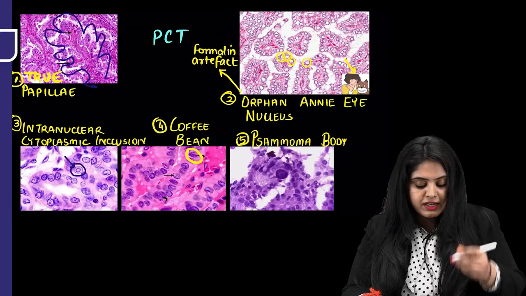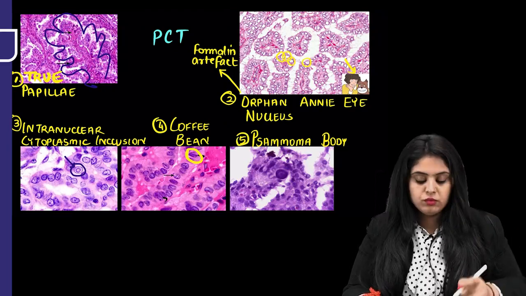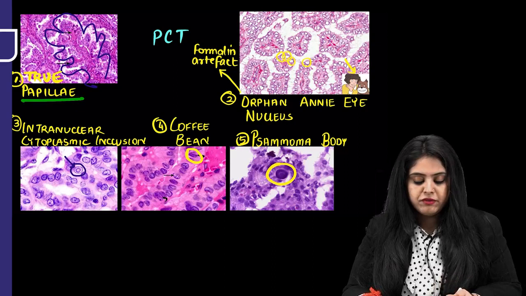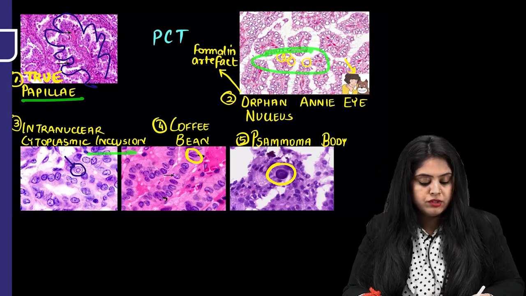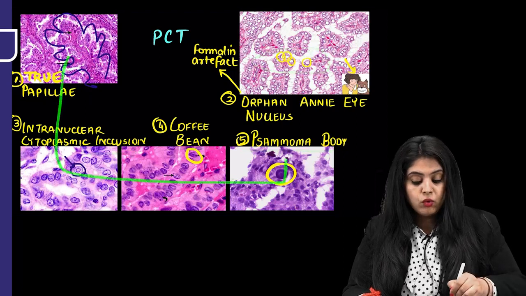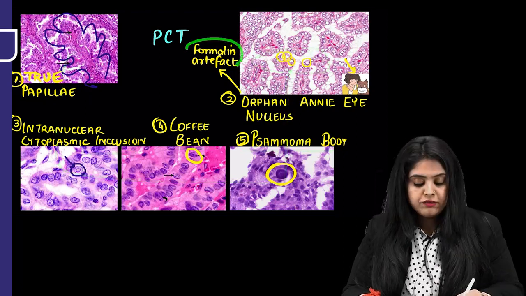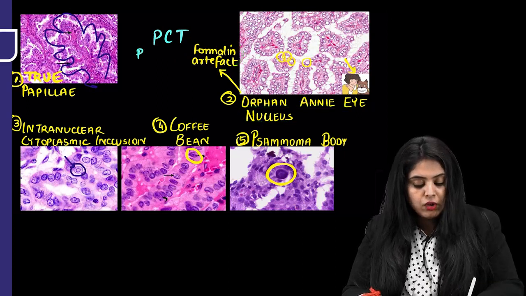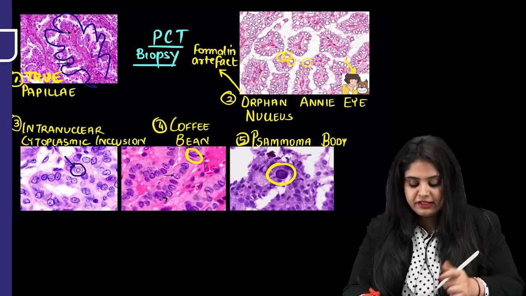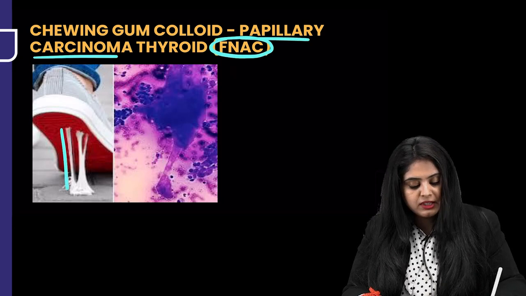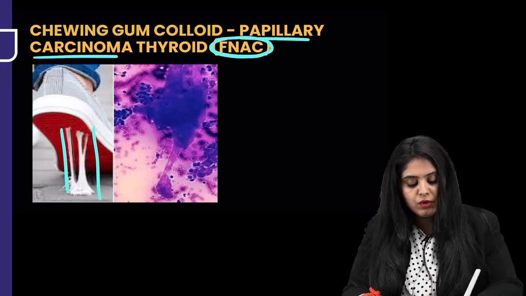And number five, the very famous Psammoma bodies, which everyone knows papillary carcinoma shows. So coming back, true papillae with Orphan Annie nucleus, with inclusions, with coffee bean appearance and Psammoma bodies. Out of them, which is the one that you see only because of formalin? You see, formalin ki wajah se Orphan Annie nucleus. So all of these were what? These were all seen on biopsy. Is there something which you only see on FNAC? Anything that you only see on FNAC of papillary carcinoma thyroid is the very famous chewing gum colloid. Kyun?